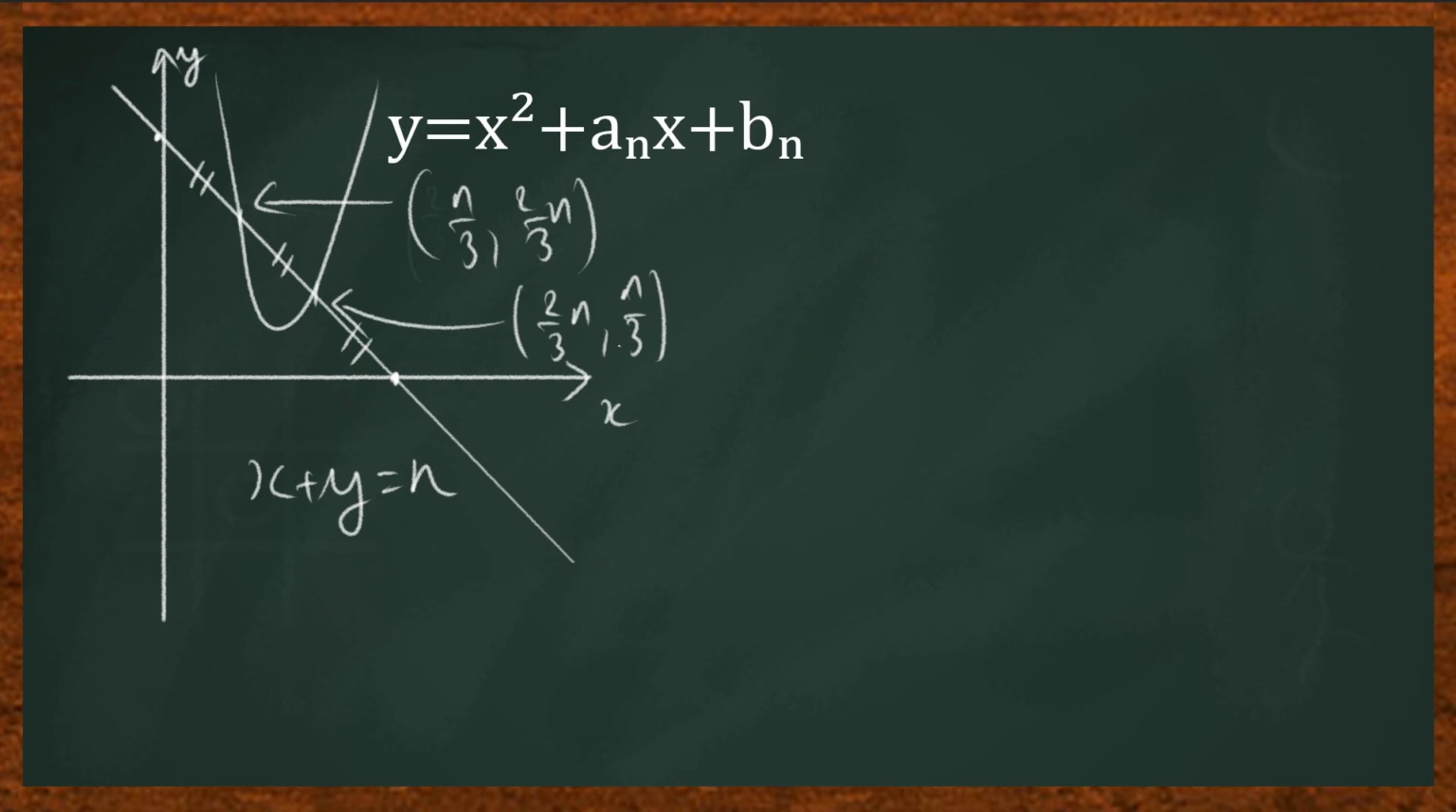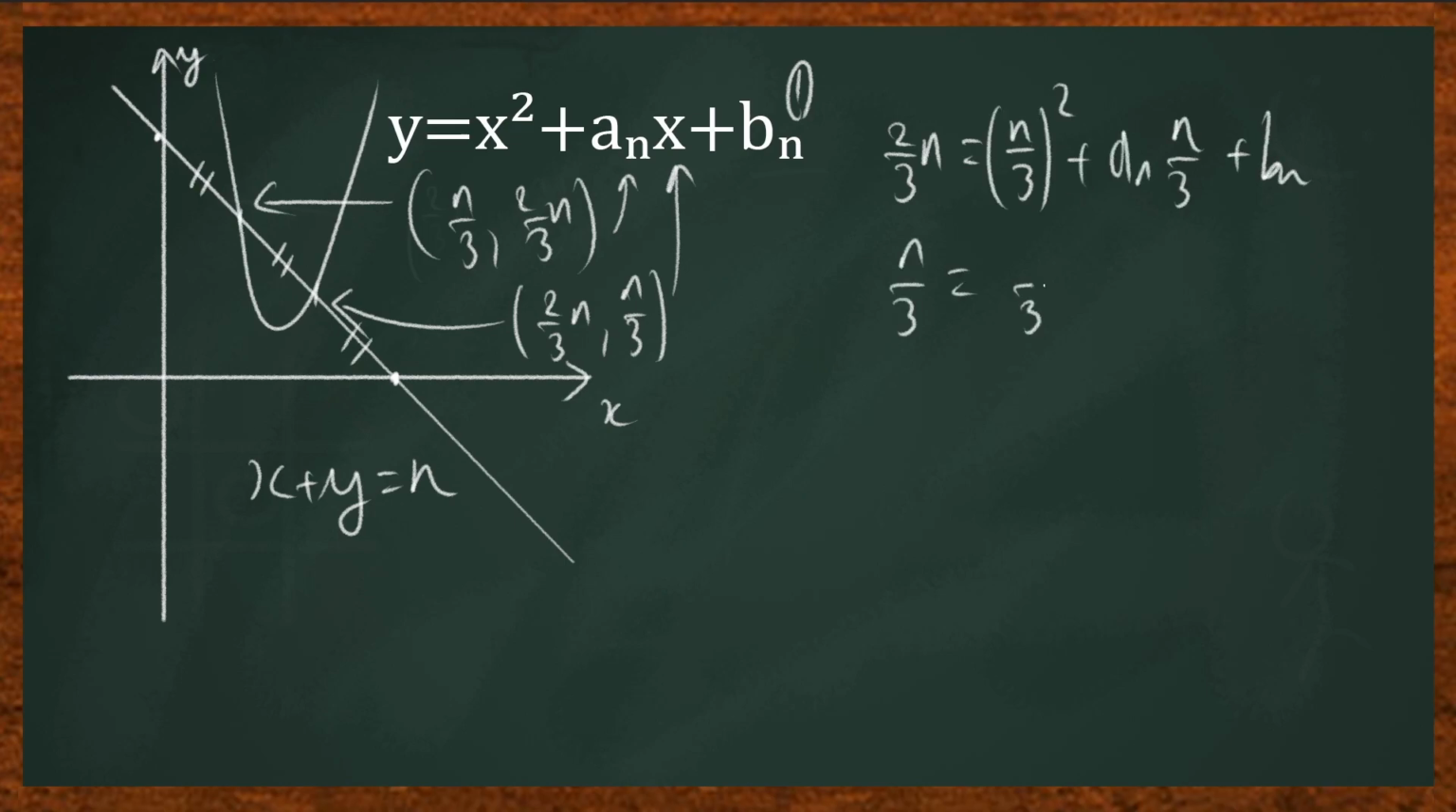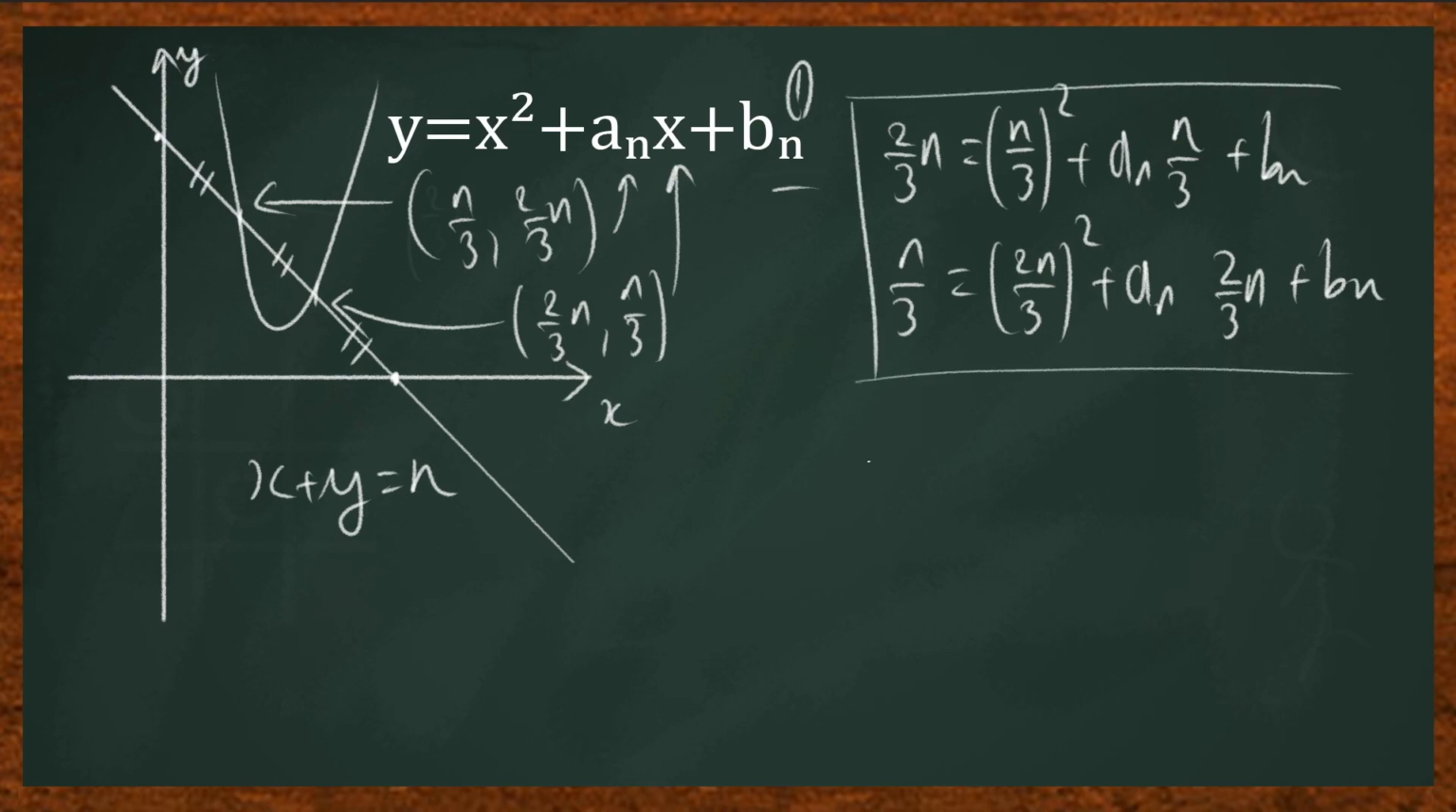The first way to solve this problem is to substitute each coordinate into the quadratic function. Because there are two coordinates, we will have two equations. So let's use this simultaneous equation to solve it. Let's subtract the first equation and add the second equation. Then bn will be removed and we can find the value of an.